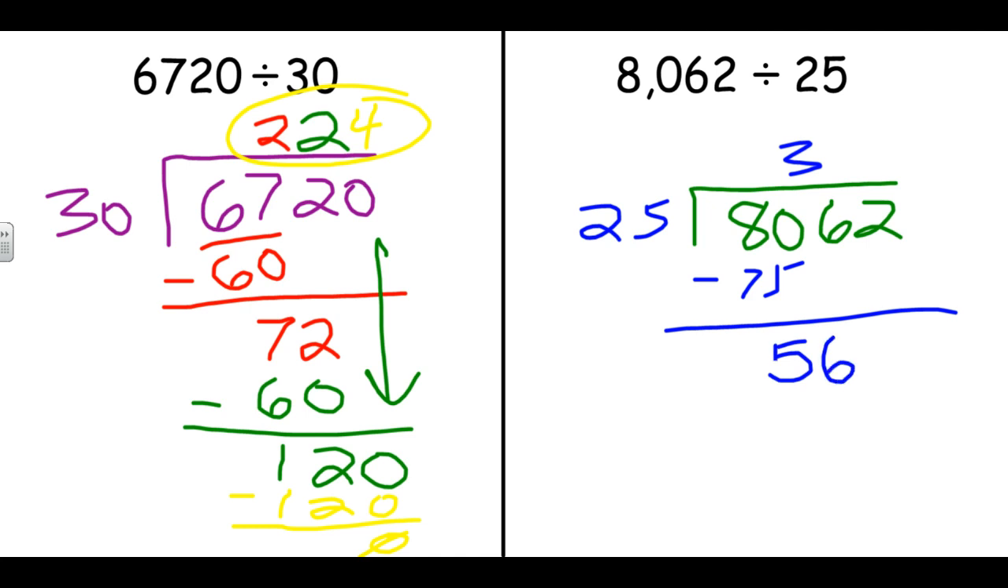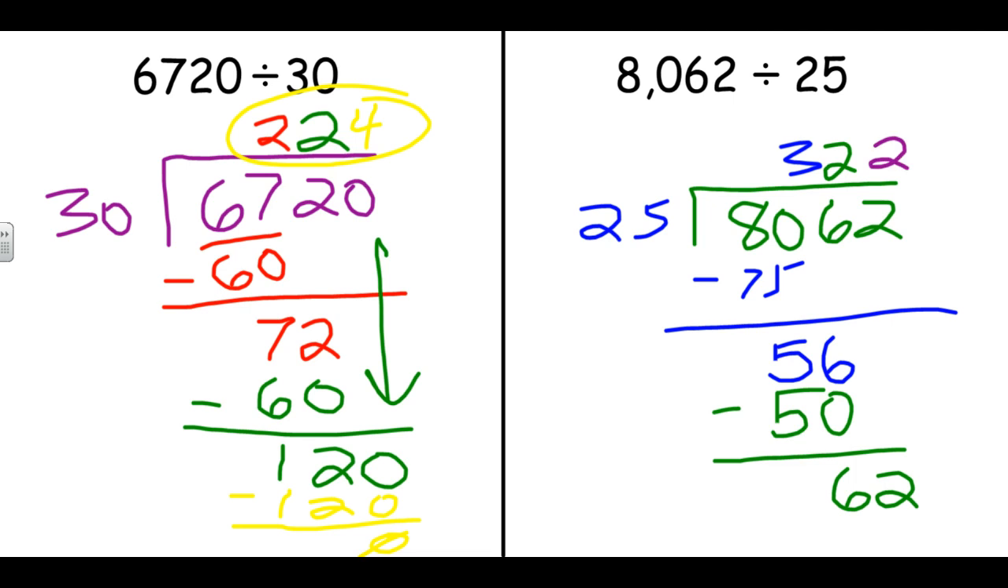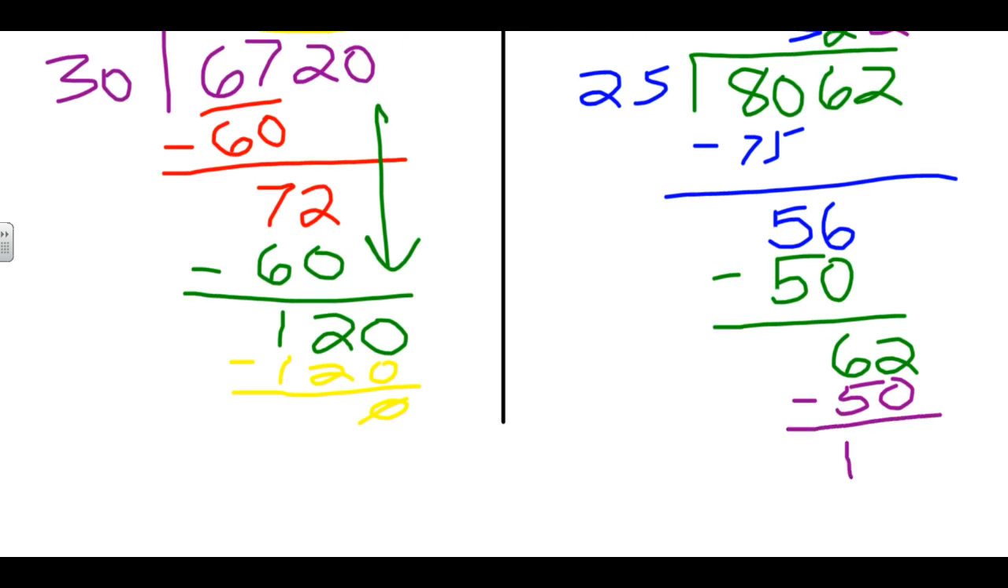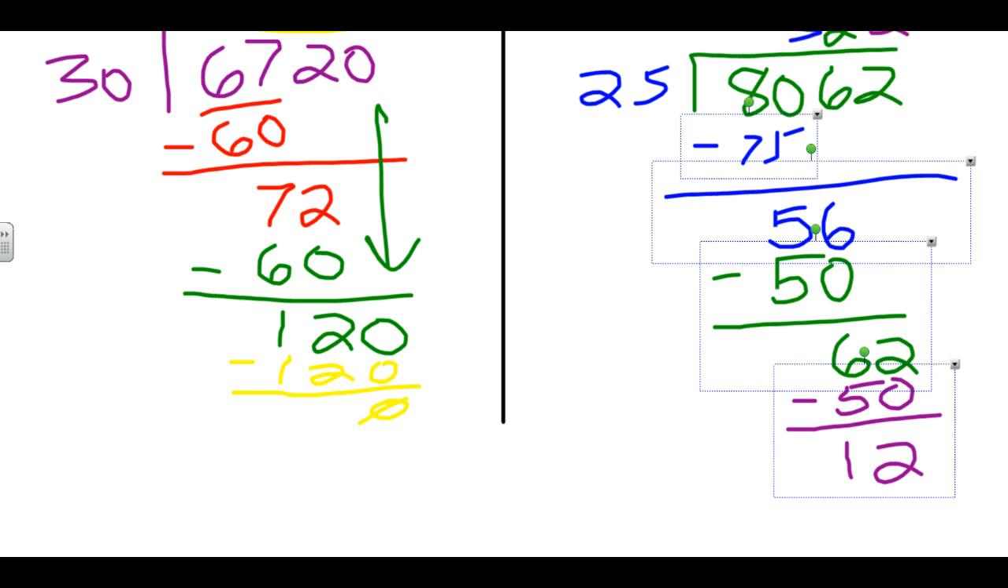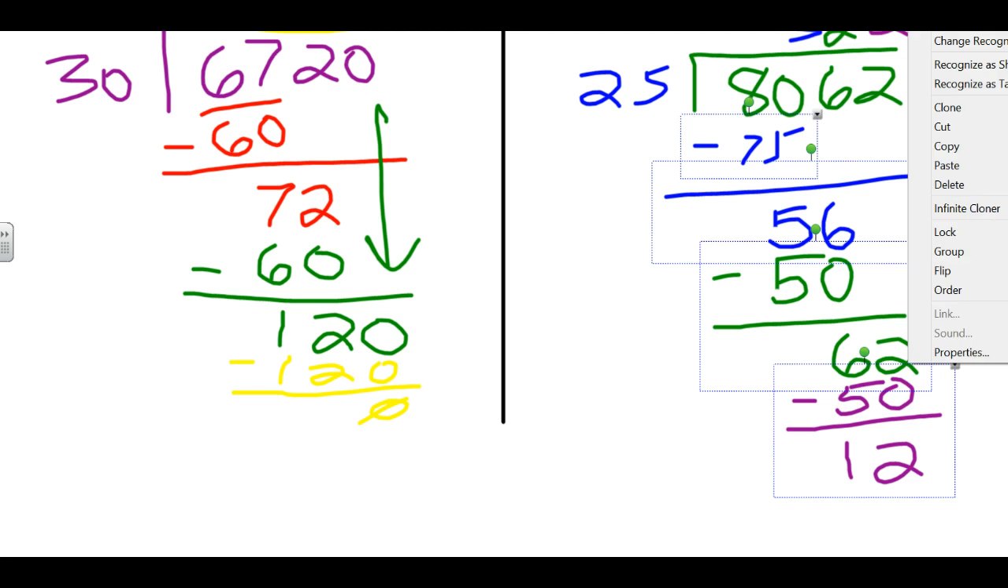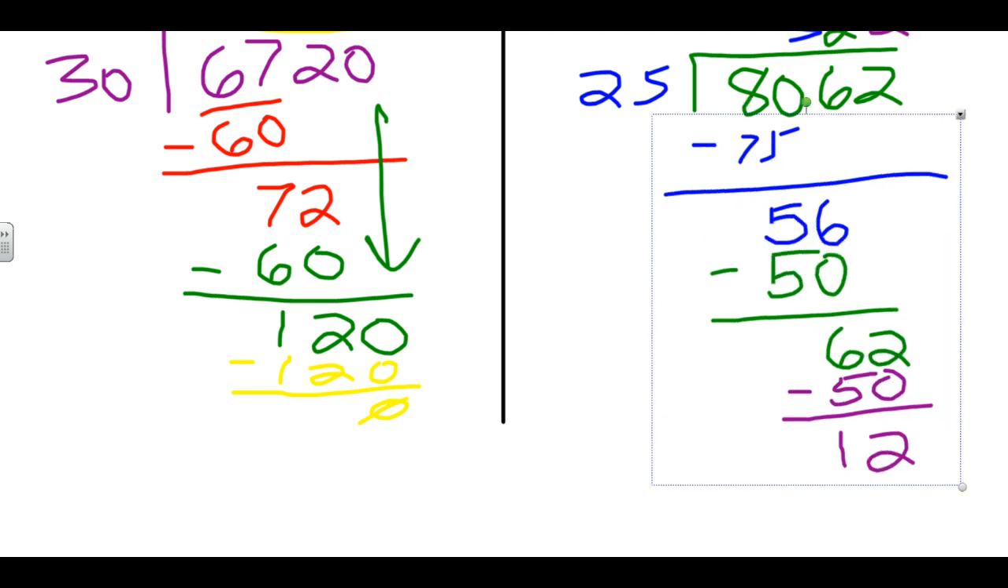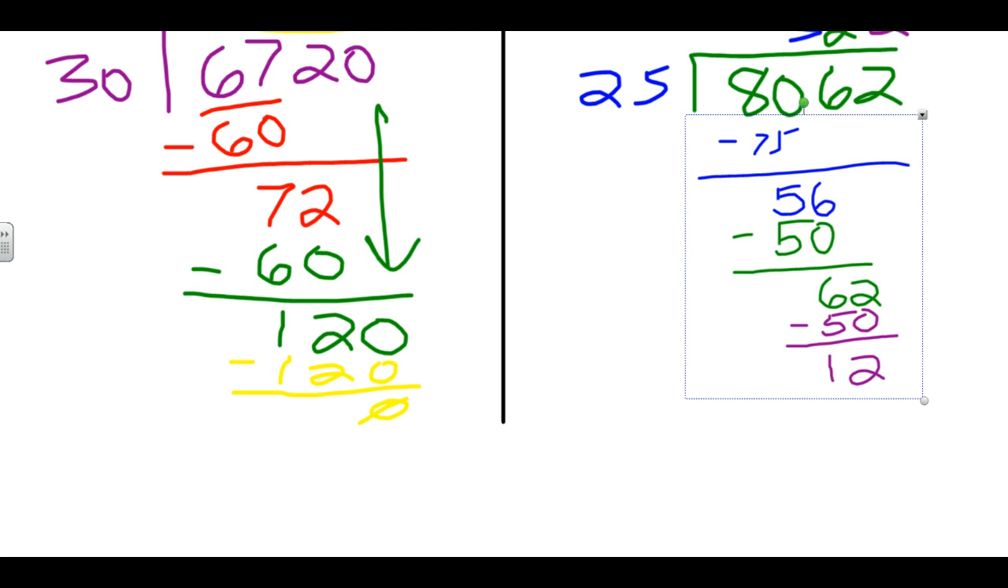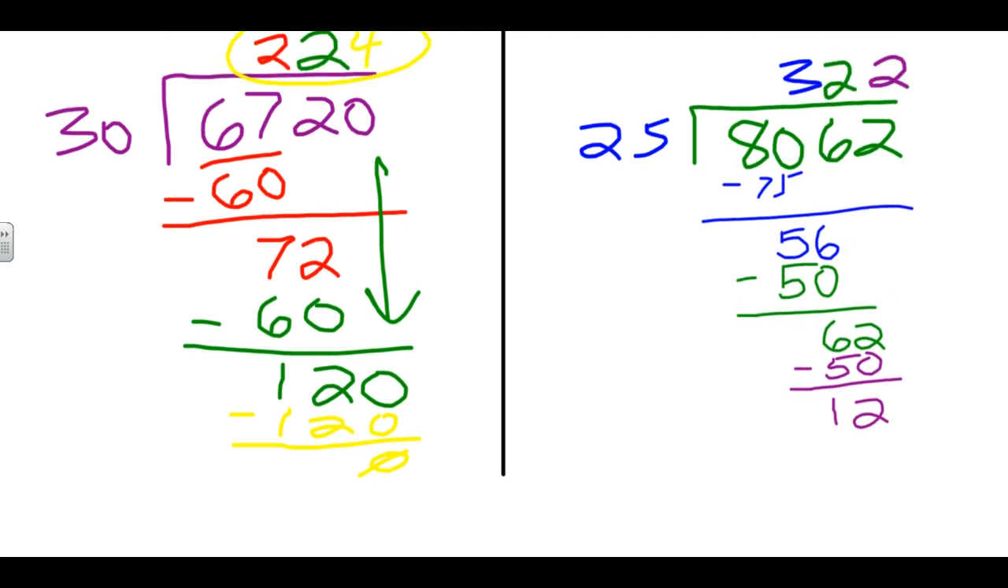25 goes into 56 twice. 25 times 2 is 50. 56 minus 50 is 6. Drop the 2. Goes into 62 twice also. And now I'm going to subtract out that 50 again. We'll go down here. And 12, let's make this entire thing a bit smaller so that we can continue working. We're not quite done yet, because we still haven't reached a quotient.